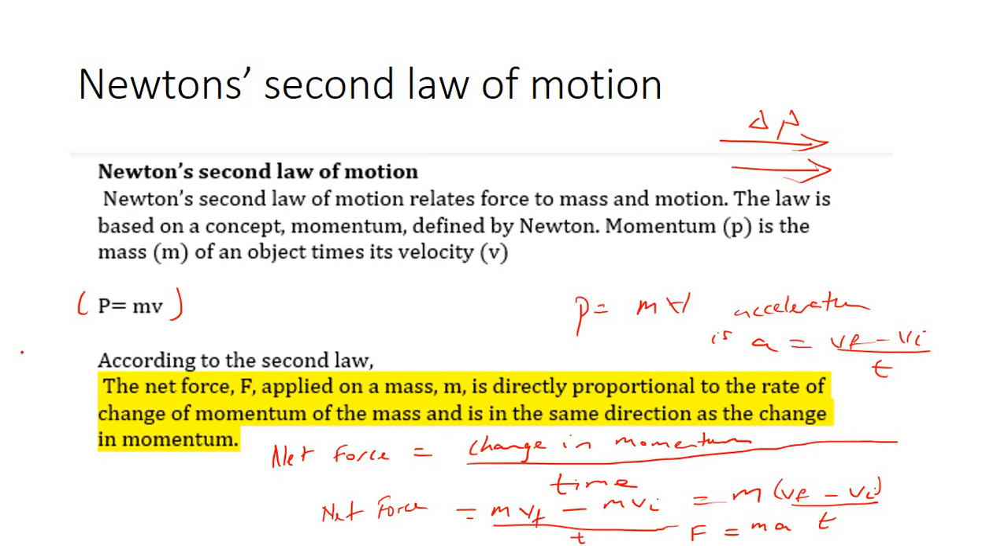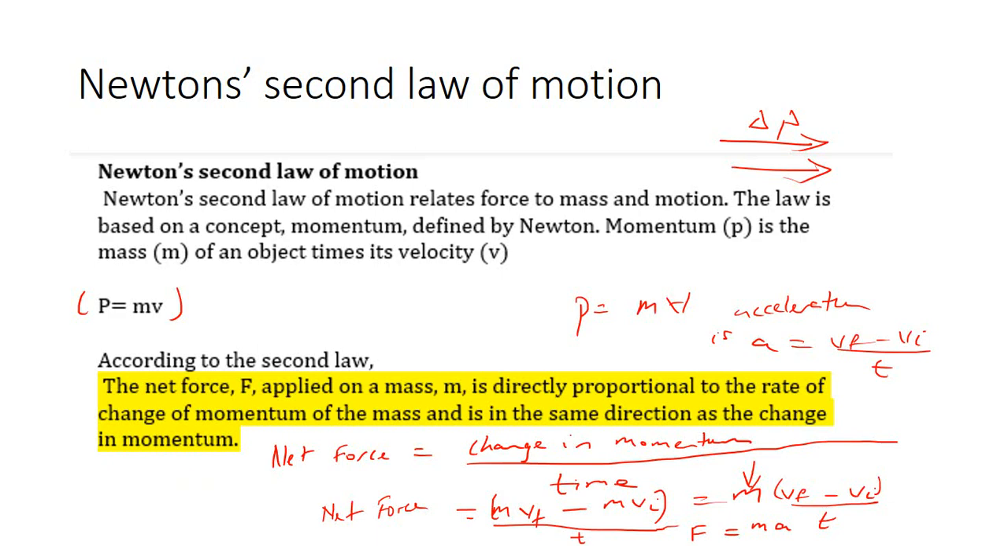Now, how do we know that this is equal to mass times acceleration? If we go ahead and factor out the mass from this equation, the mass won't change during the change of momentum. What will change is just the velocity. And anytime we're dealing with the rate of change of velocity over time, we get acceleration. So that's how we derive that force is equal to mass times acceleration. It's coming from the concept of change in momentum.